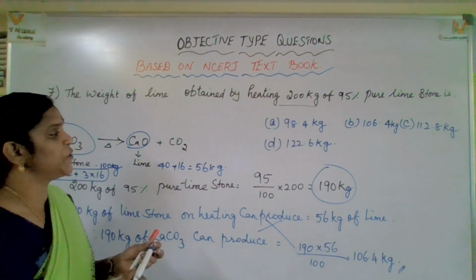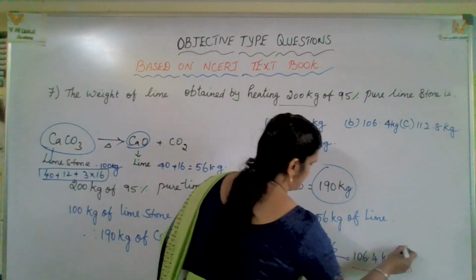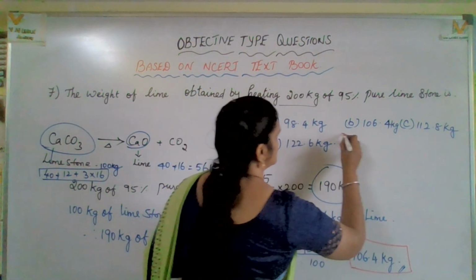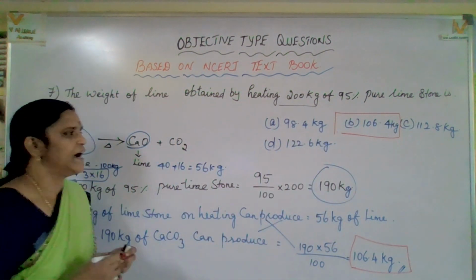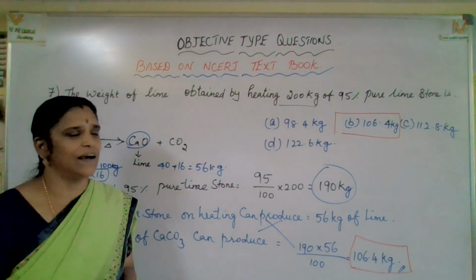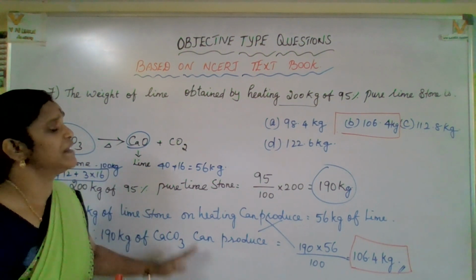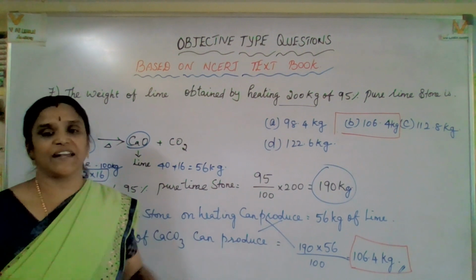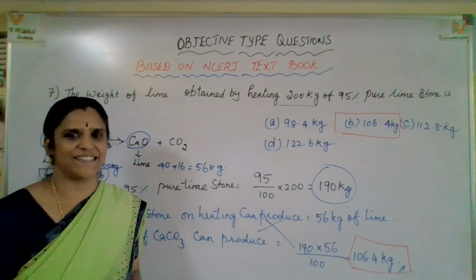What is the option you will get? B is the correct option according to the answer. I hope you got a clear idea. Such kind of questions are so easy. Easily you can solve such kind of sums. Yes, let us go for some more interesting questions.